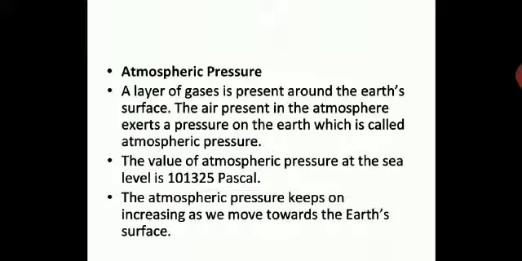The atmospheric pressure keeps on increasing as we move towards the earth's surface. You take down this point in your notebook. Not away from the earth's surface, towards the earth's surface, the atmospheric pressure keeps on increasing. Please take this down. Because at the surface you have a thicker layer of air, or towards the surface you have air being more dense.